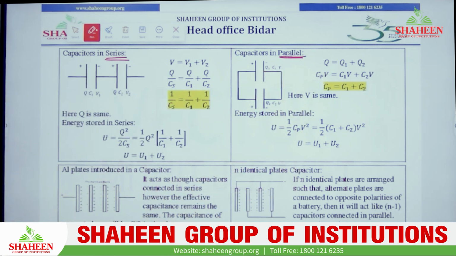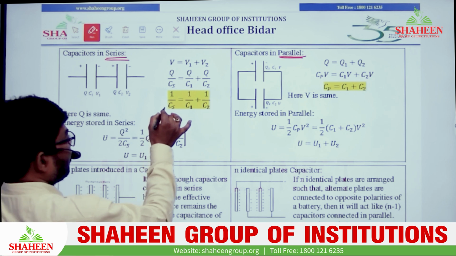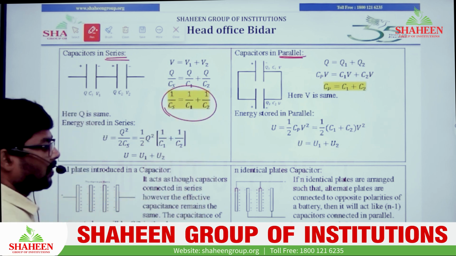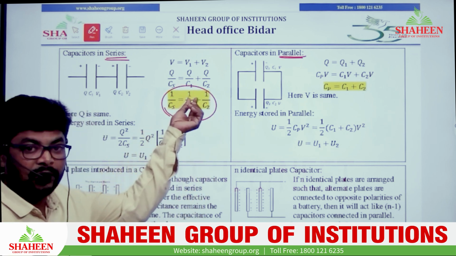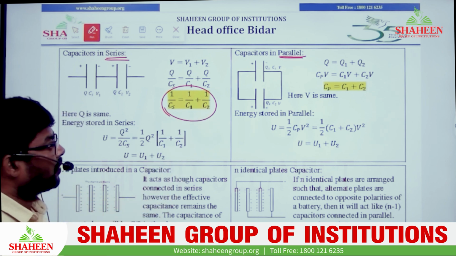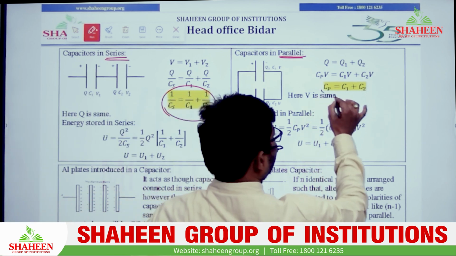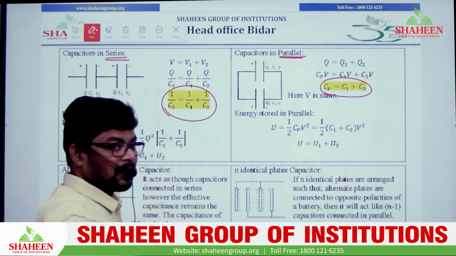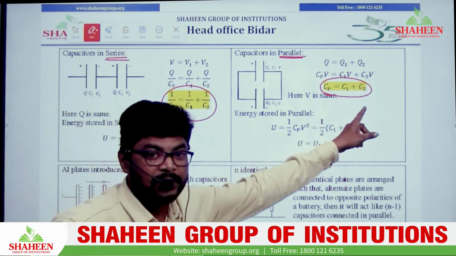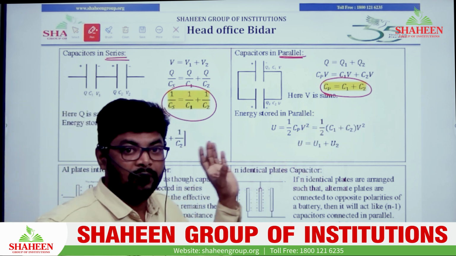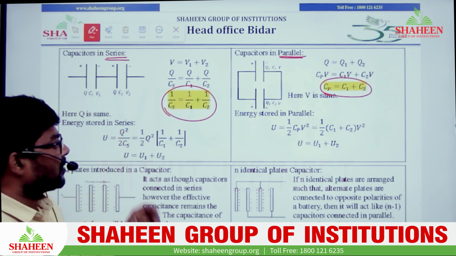In series combination, for effective capacitance we have to add reciprocally: 1 by C effective is equal to 1 by C1 plus 1 by C2. In parallel combination, the effective capacitance C parallel is equal to C1 plus C2. This is in parallel combination. This is in series combination.